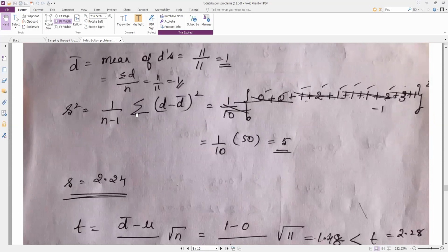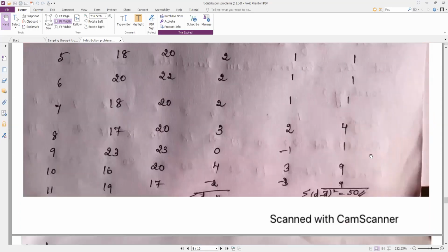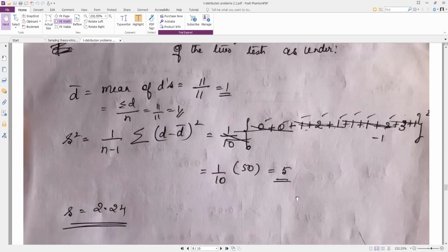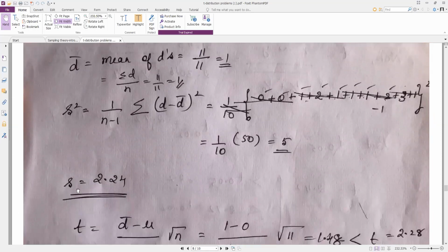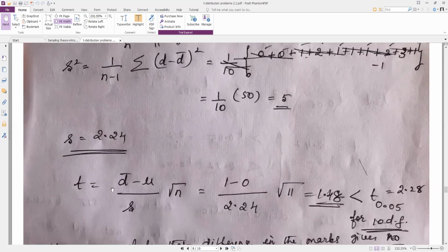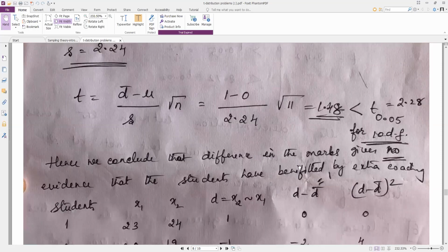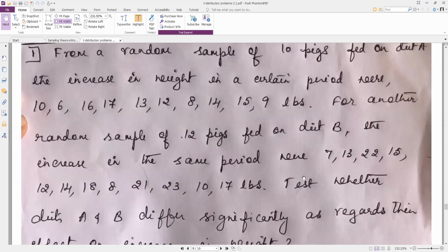So what is the standard deviation? 1 by n minus 1 summation D minus D bar whole square. What we got from the table: summation D minus D bar whole square is 50. So 50 by 10 is 5, and the standard deviation is 2.24. So what is the T? The T value is 1.48, but it is less than the table value. So what can we say? Hence we conclude that we can accept the hypothesis, or we can say the students have not benefited by the extra coaching. The difference in the marks gives no evidence that the students have benefited from the coaching.